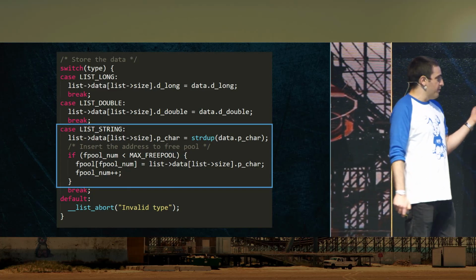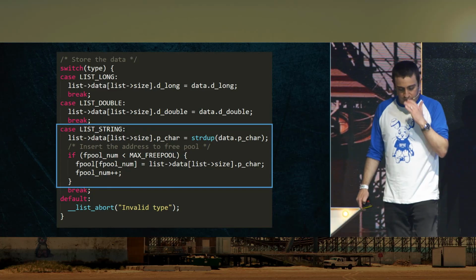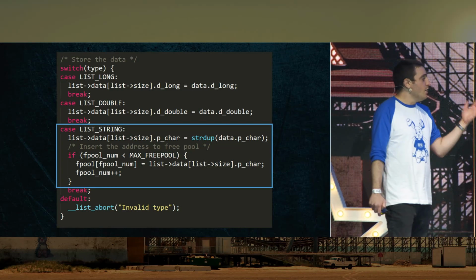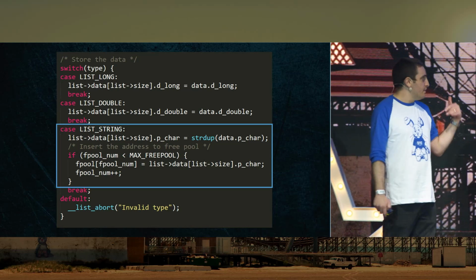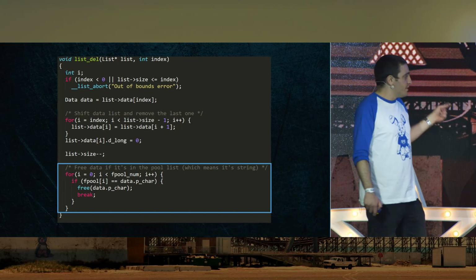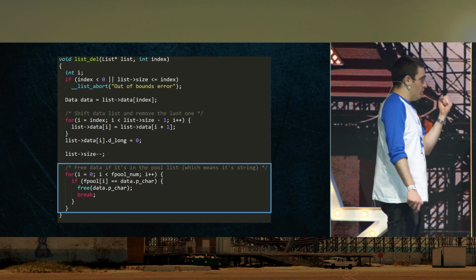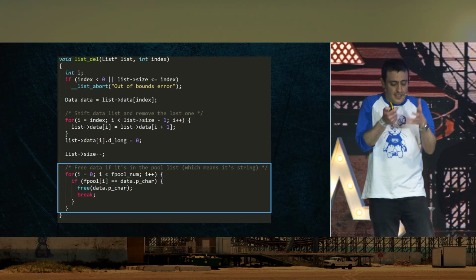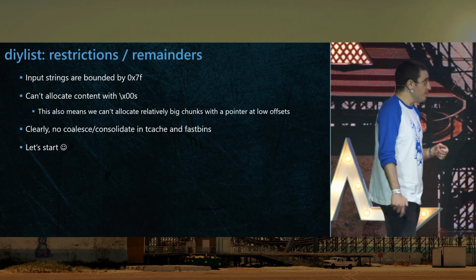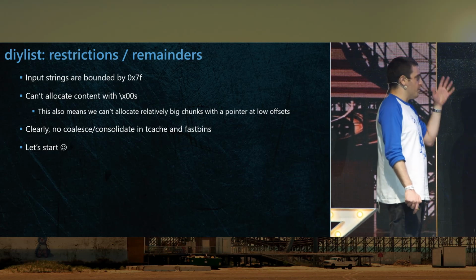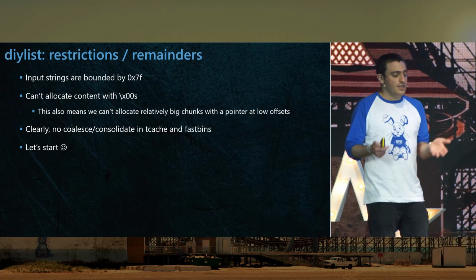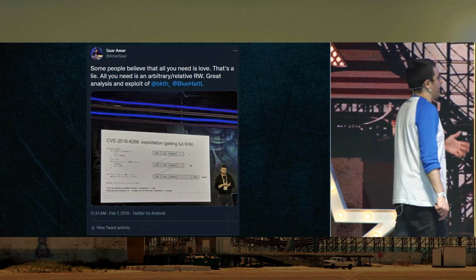And this is the code. This is from the list add function. As you can see, each time that you add a new string, we call just like strdup. We add the new string to the list data array and to the fpool array if we have enough space. And when you delete some element, you just scan the fpool array to see if your deleted keyword is inside the fpool array. And if so, this indicates that it needs to be freed. OK, so we know that we work with strings, so we can't have nulls in the middle. There is no coalesce and no consolidate in the tcache, and now we could start to exploit it.